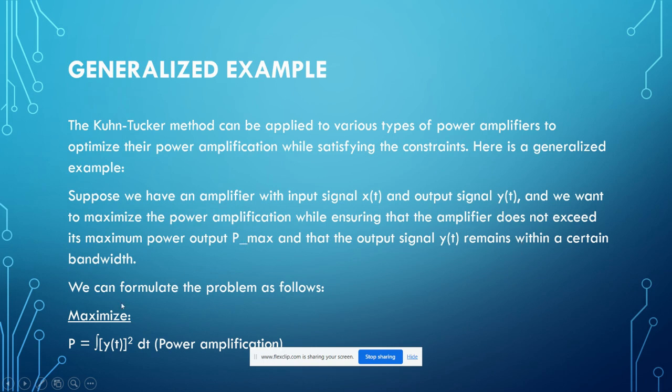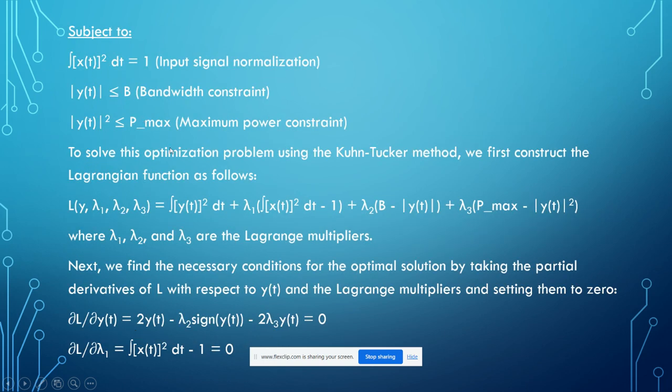We can formulate it as maximize P equal to the integral of y of t whole square. This y of t whole square and this integral indicates the power of the output signal. We have to amplify this output signal power. These are the specific constraints like normalized input signal: integral of x of t whole square equal to 1. For input signal normalization, this is to ensure that the input signal does not cross certain bounds, and this is the bandwidth constraint.